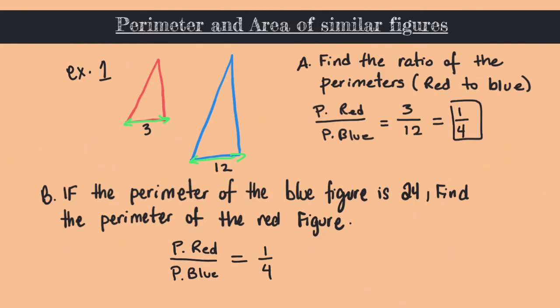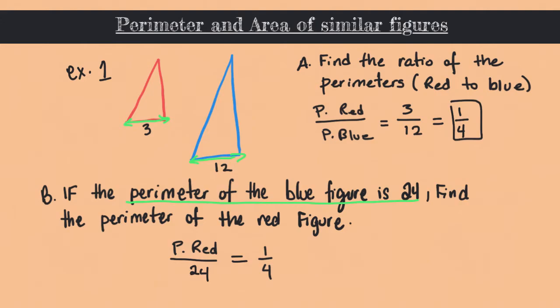Well, in our question, we are told that the perimeter of the blue figure is 24. So we're going to substitute, instead of using the perimeter of the blue figure in our denominator on the left-hand side, the value that they gave us for that perimeter, which is 24. Okay? And we're solving for the perimeter of the red figure.